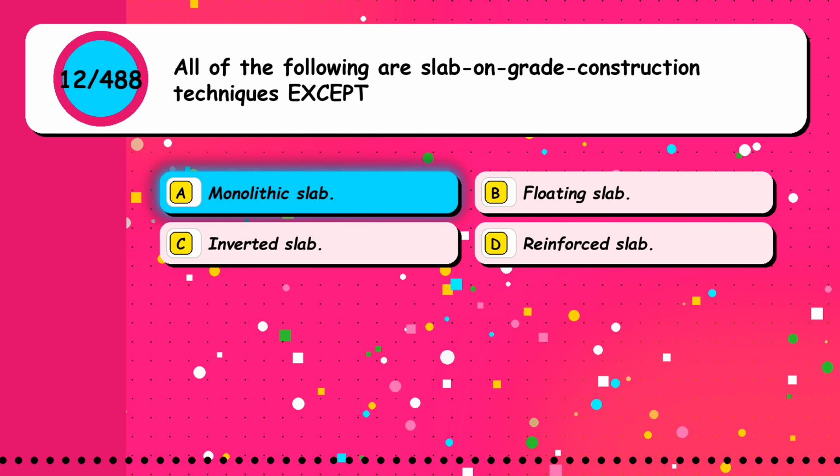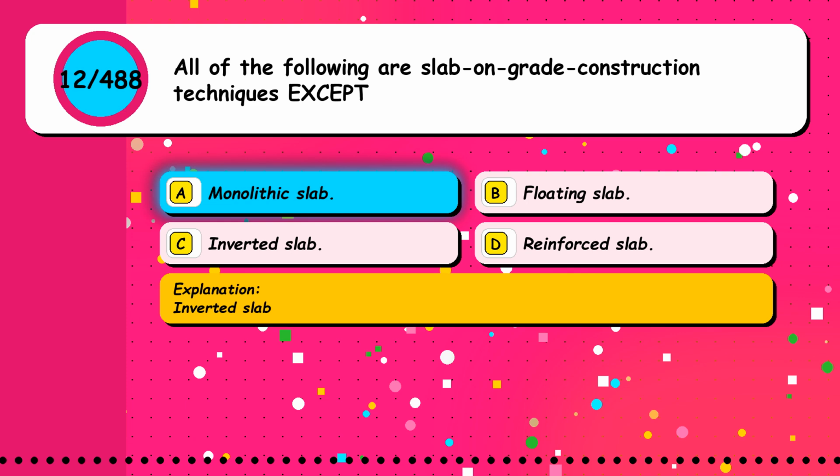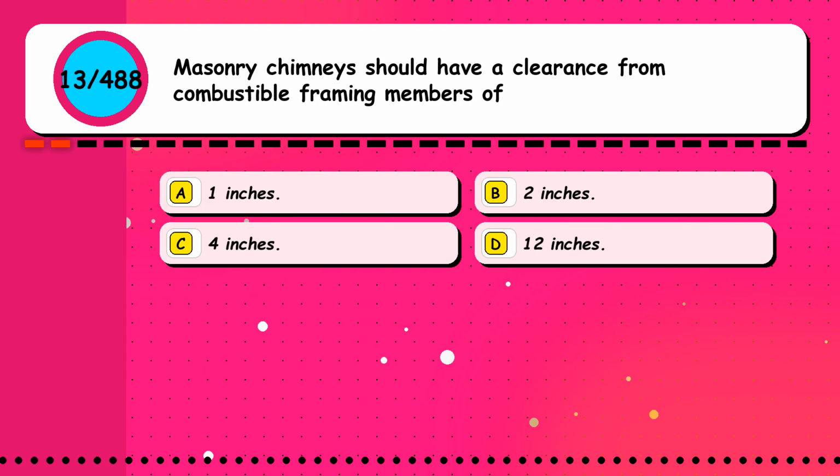The correct answer is option A, monolithic slab. Inverted slab.